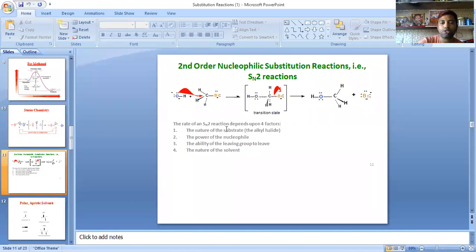The rate of an SN2 reaction depends upon four factors. Remember these four factors: the nature of the substrate, meaning the alkyl halide; the power of the nucleophile; the ability of the leaving group to leave; and the nature of the solvent in which the reaction is taking place. Understood?